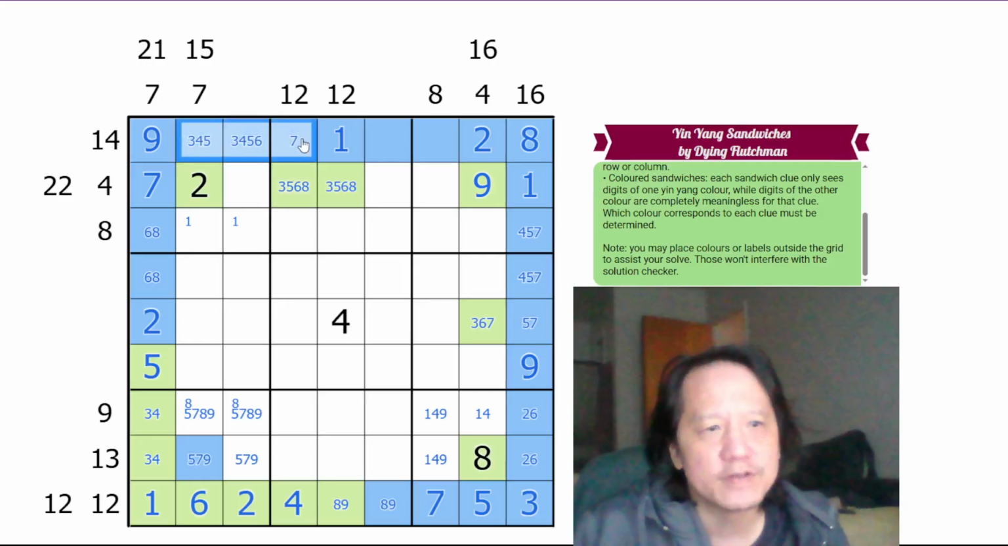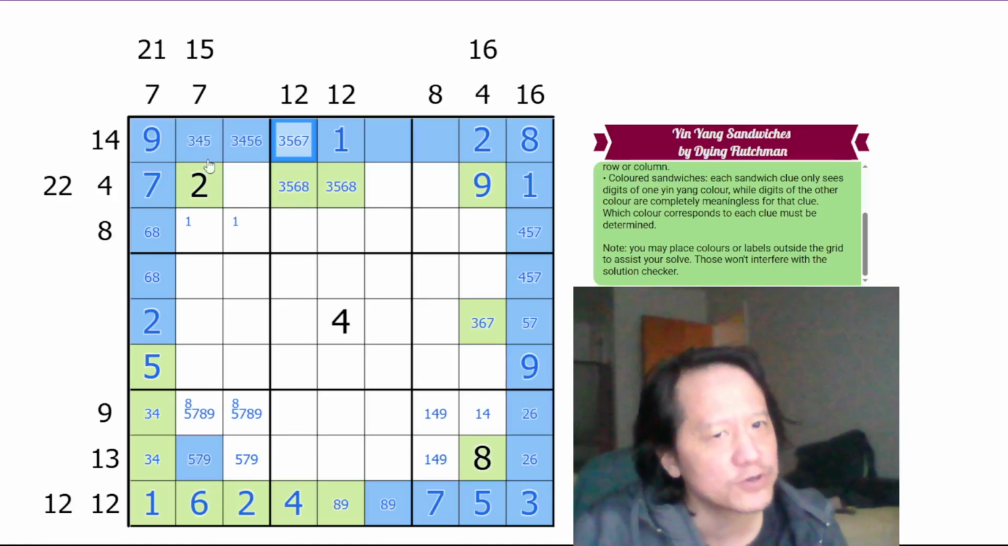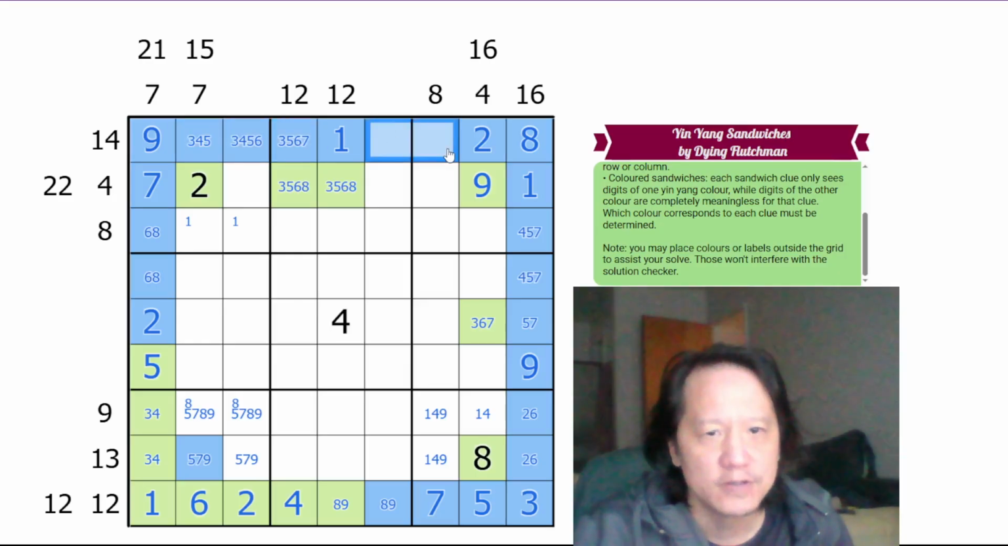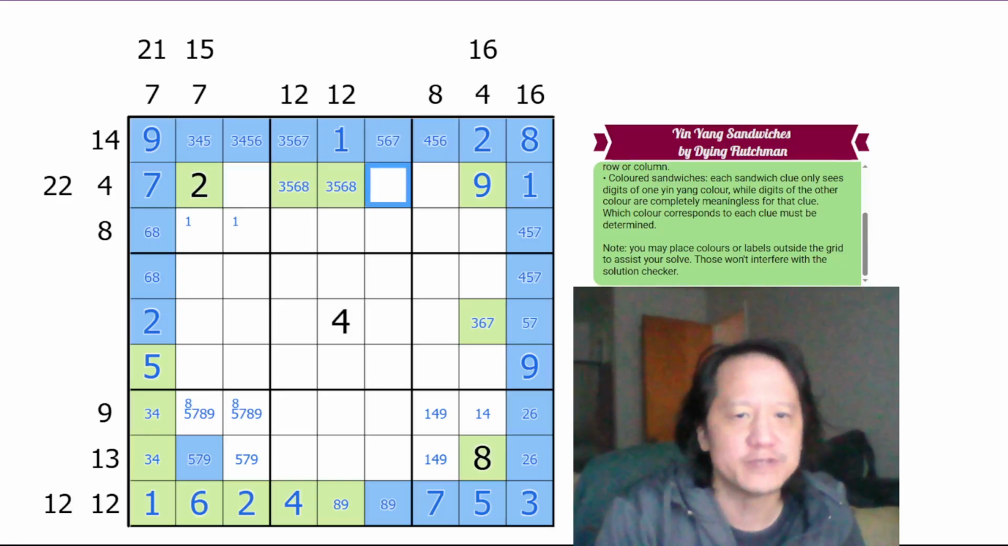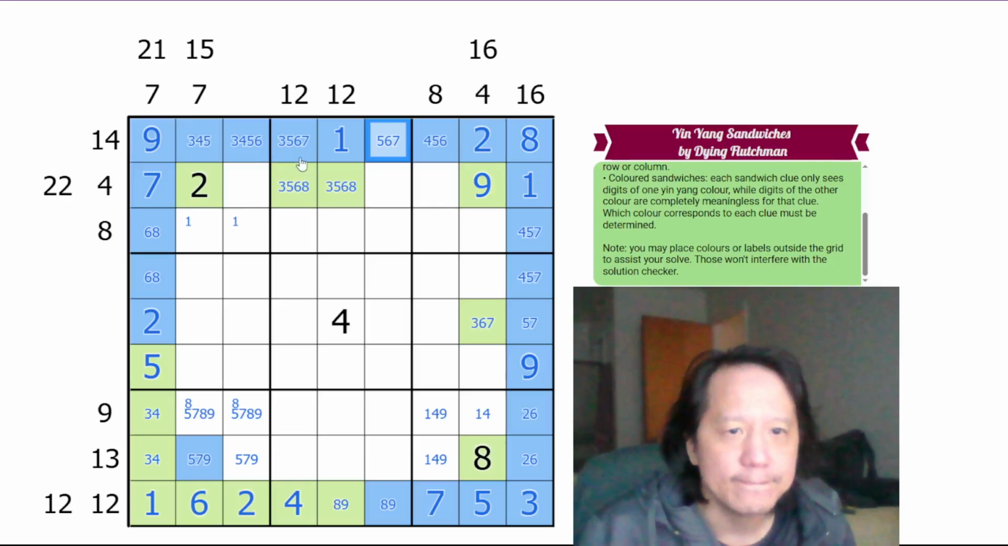3, 4, 7. 3, 5, 6. You can't have it starting with 4, so this is guaranteed to be 3. So if it's 3, 4, 7, this is 3, 4, and that's 7, which forces this to be 5, 6. If this is 3, 5, 6, this has to be 4, and this would have to be 7. Okay. We're guaranteed a 3 here, though. Interesting. So this is 4.